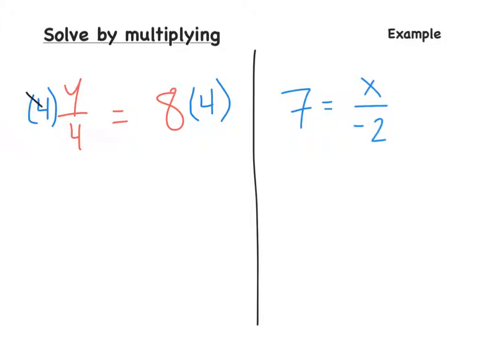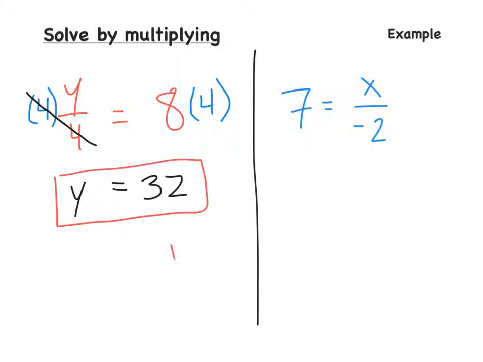So these 4's will cancel out on the left. So all we have left is y. And then we have to solve for the right. 8 times 4 is equal to 32. And if we want to double check, all we have to do, plug in this 32 in for y. So what is 32 divided by 4? 32 divided by 4 is 8. Thus, this is our final answer.